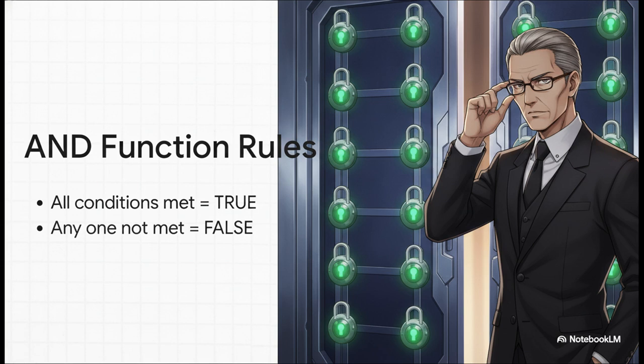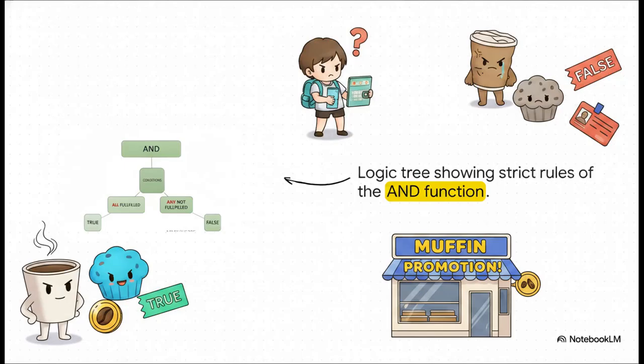The absolutely crucial point about AND is that every single condition must be met for the outcome to be true. If even one tiny condition is missed, the whole thing defaults to false. What's really interesting about this tree is how clearly it shows that strictness. Imagine a bakery promotion where, to get a free muffin, a customer must buy a coffee and show a valid student ID. If they buy the coffee but forget their ID, well, look at the right side of the tree. Any unfulfilled condition means the whole outcome goes straight to false.